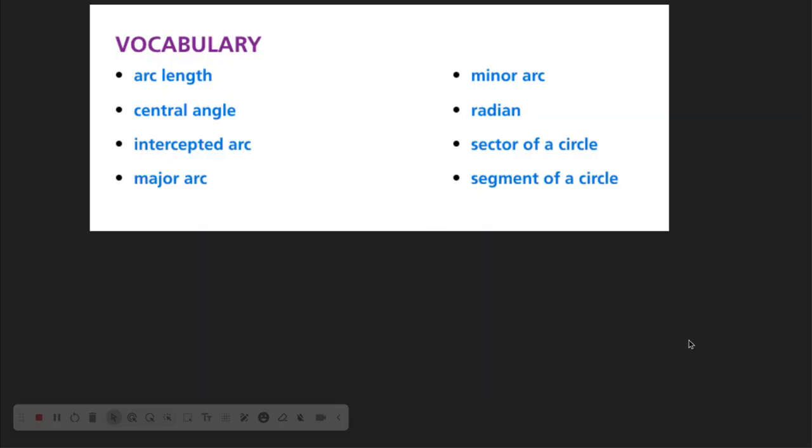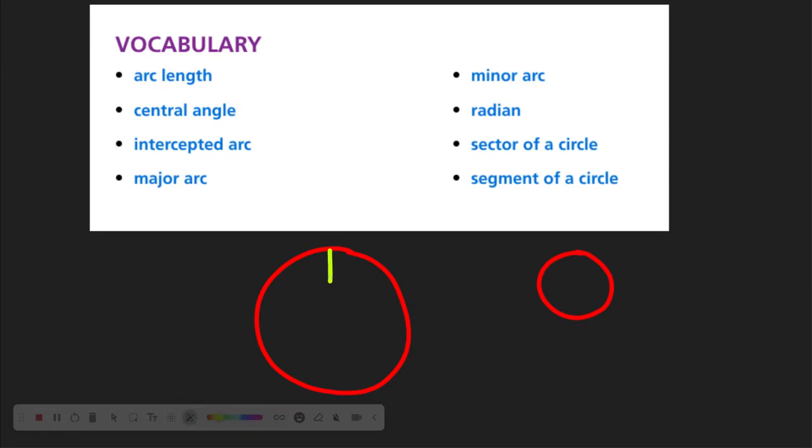So what I'm going to do here is go over all of these vocabulary terms one at a time. That's a circle. It's 360 degrees. The measure of this yellow arc in degrees is 90 degrees. But the lengths of these arcs are not the same.